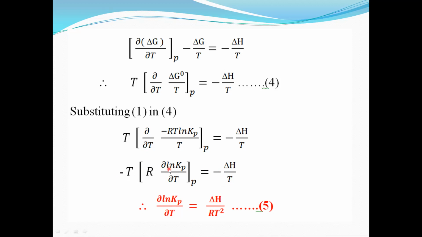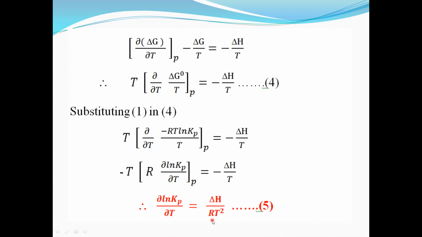That is, I will write this partial derivative of ln Kp with respect to T first. This and this R, I will write in cross multiplication here, that is equal to minus delta H upon T, but this T and this T, that is the T square, and this R, that is RT square. I have written this R here in cross multiplication, and this T and T into T, that is the T square. So finally we get, that is, partial derivative of ln Kp with respect to T is equal to delta H upon RT square.